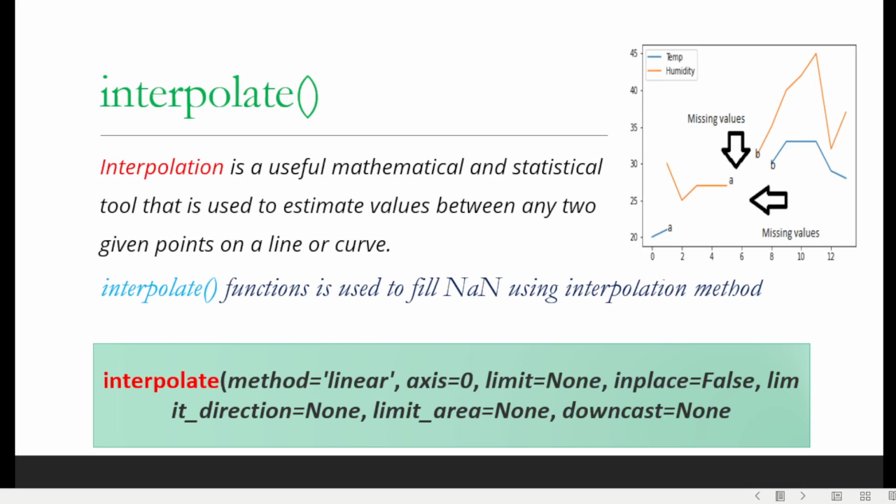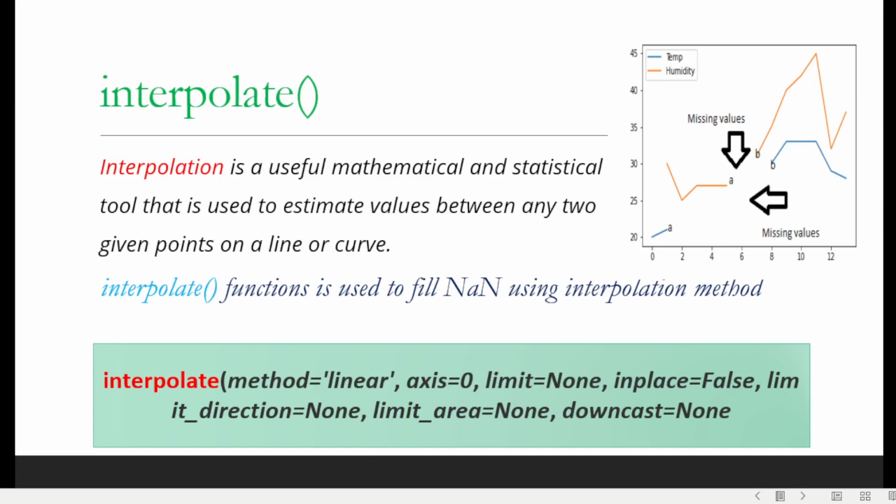Interpolation is a useful mathematical and statistical tool that is used to estimate values between any two given points on a line or curve. Here in a graph, some values are missing between the two known points A and B. Interpolation can help to estimate these missing values by connecting dots in a straight line in increasing order if we are using the linear interpolation method. The interpolate function is used to fill not a number values using an interpolation method.